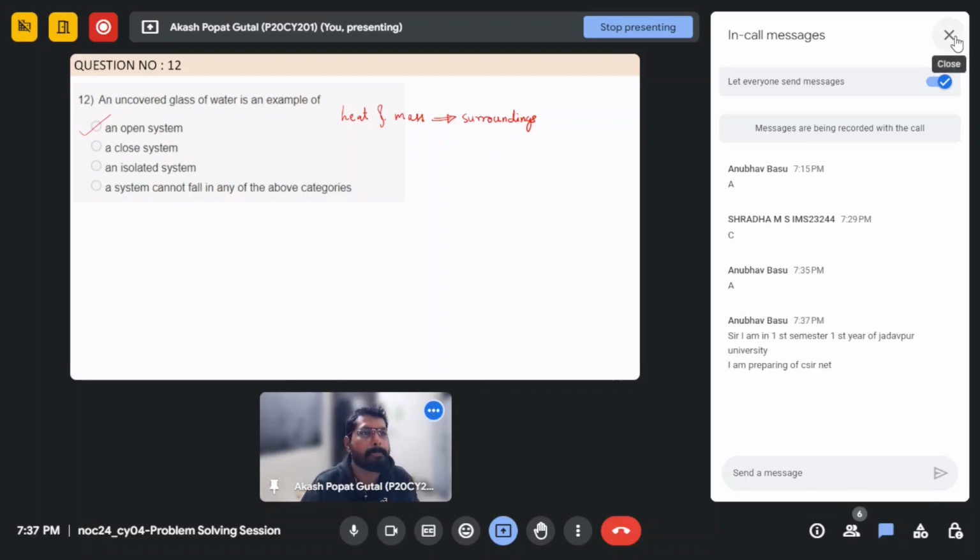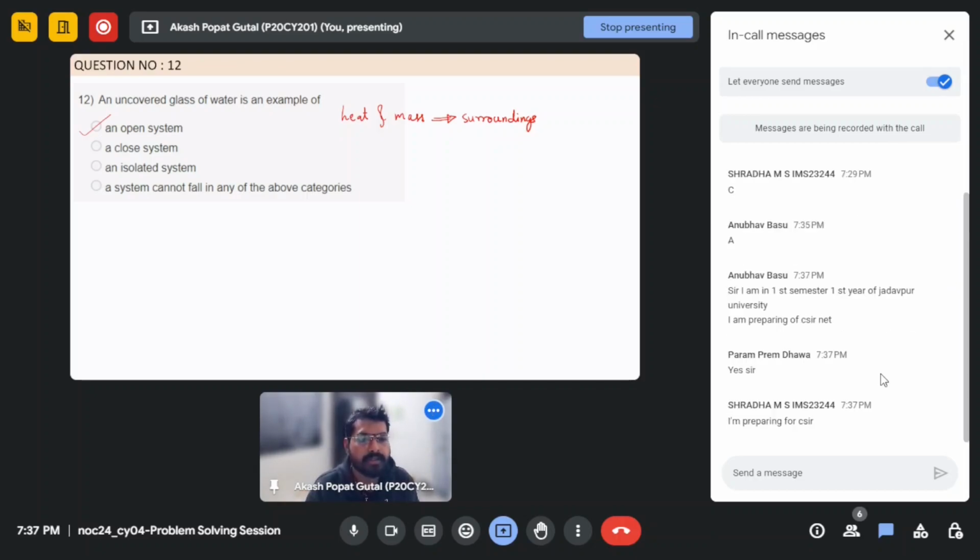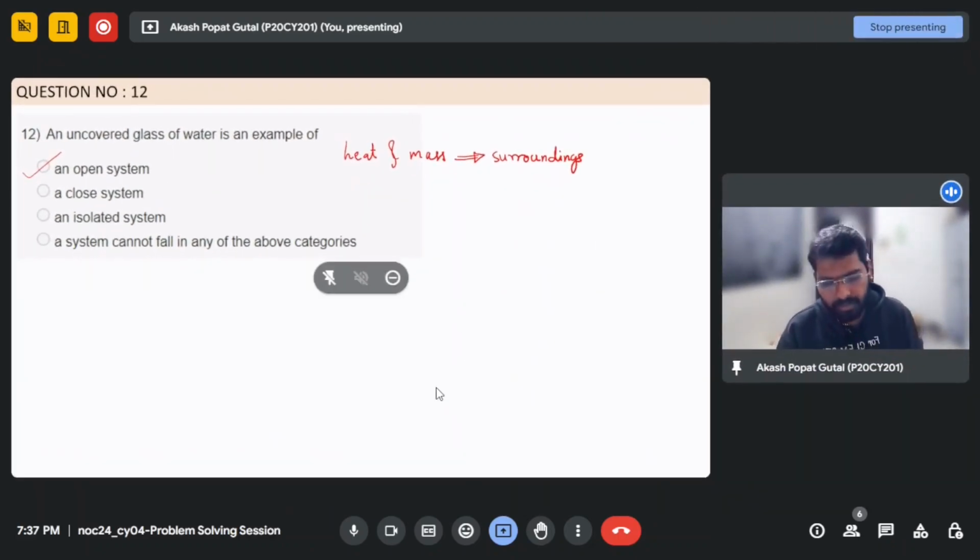Okay, fine. Great. Some people are also preparing for CSIR NET. Most of the people intend to give the CSIR NET and GATE examination. So fine. From this question onward, I am including some questions from the competitive examinations. I hope this will be helpful for you.